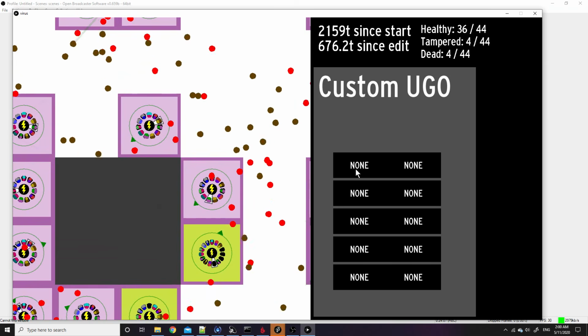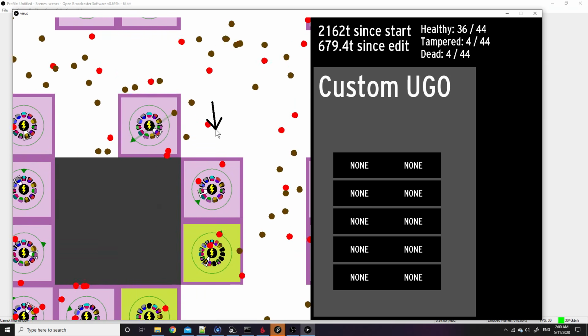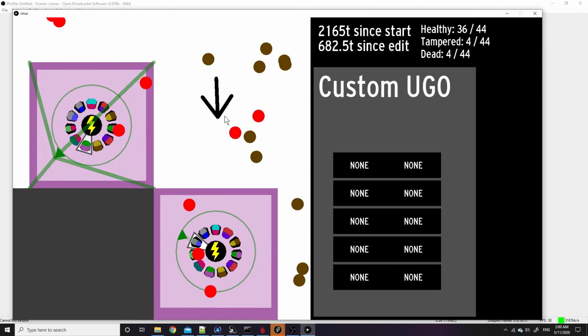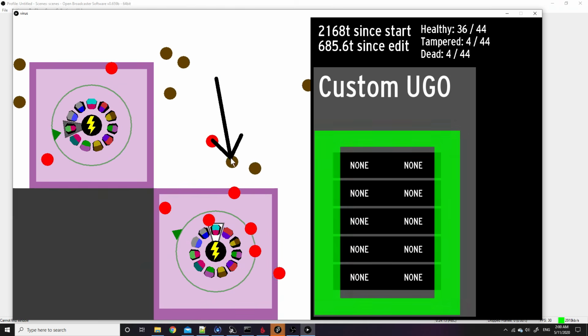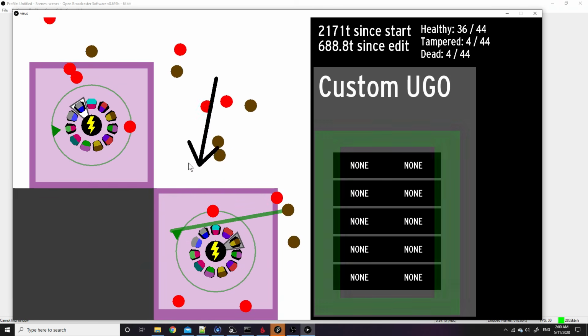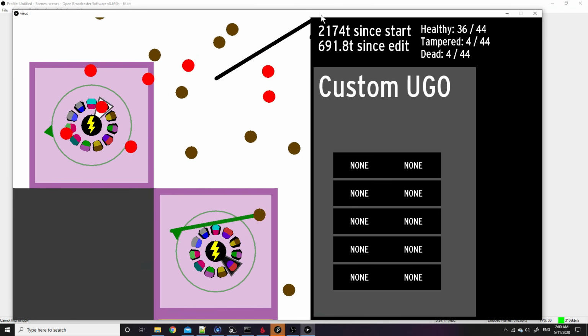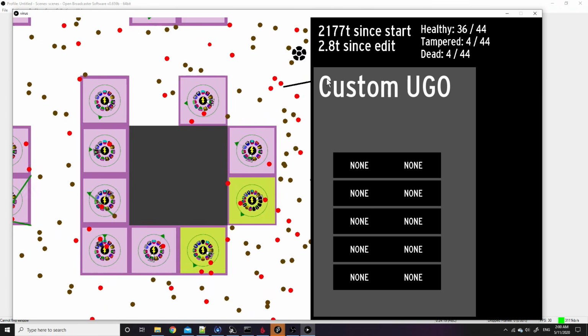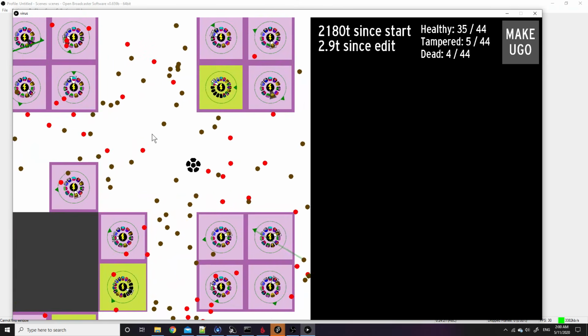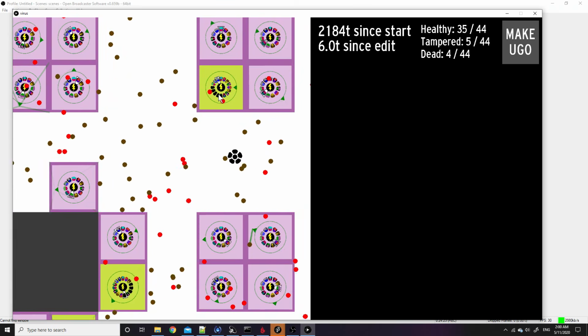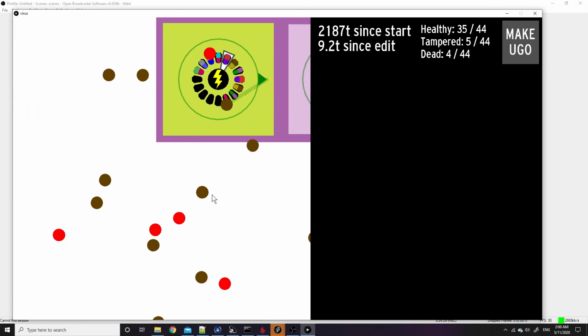Actually, you know what? I'll just do it now. Okay, I can create UGOs right here. So right now the UGO is just 5 none codons, which does nothing. But if I launch it, let's launch it in this direction. Then, oh no, I don't want to launch 2. I launched 2. Okay, that's bad. So that one just touched that cell and then infused itself. So there's its own genetic material inside the cell.